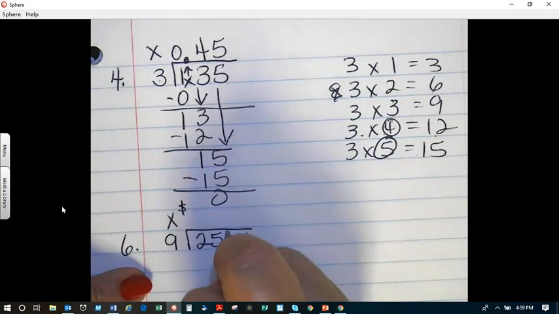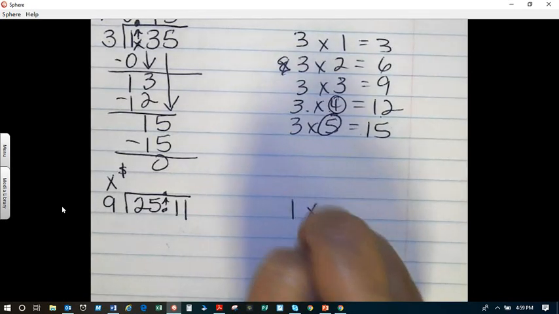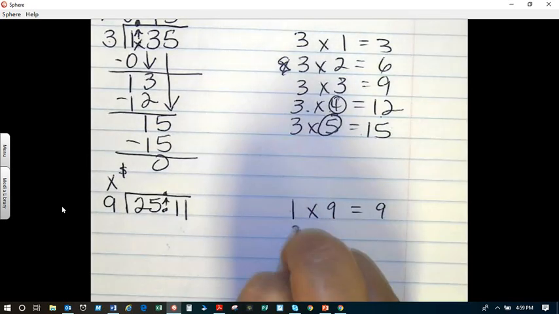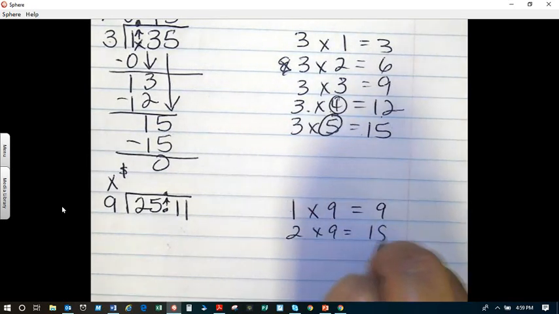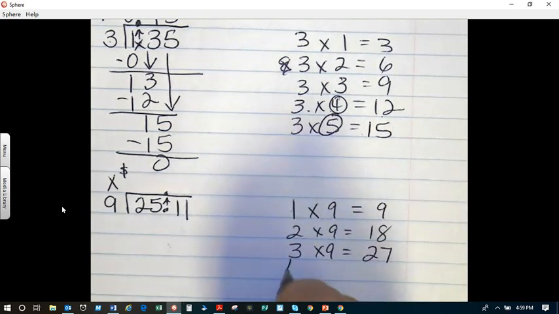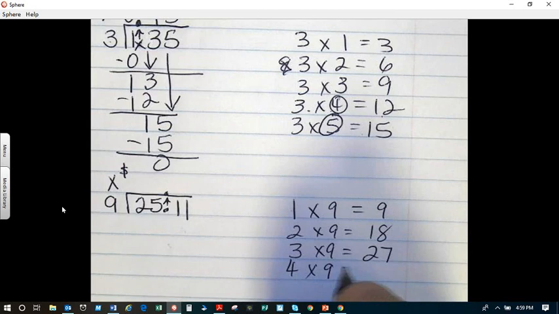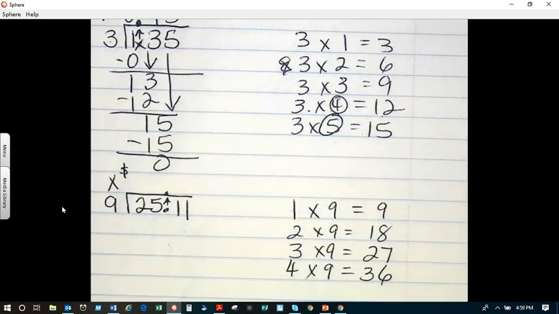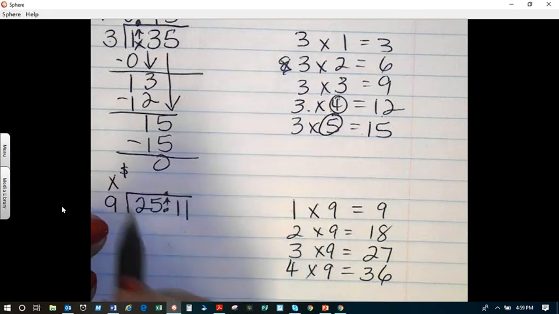Bring up my decimal. Okay, so here I'm going to have one group of 9 equals 9. 2 groups of 9 equals 18. 3 groups of 9 equals 27. 4 groups of 9 equals 36. And I'm going to stop there because it doesn't look like I can move up anymore. I won't need anything else.